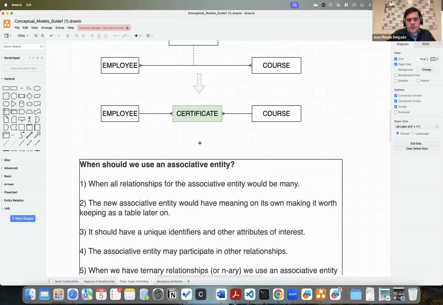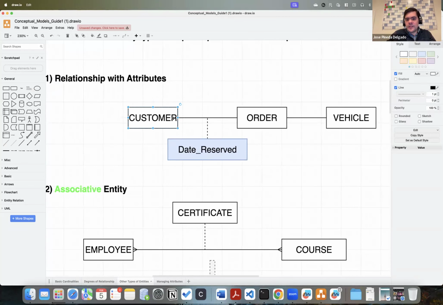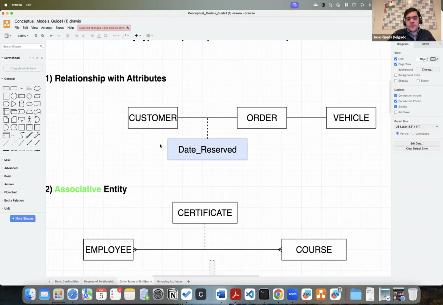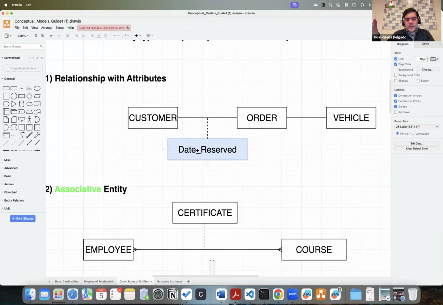Apart from associative entity, we have something else that we need to capture, which is attributes of a relationship. So we can have some customers placing orders, and an order being placed by only one customer. But what happens if we want to put a reservation date or some other factor like that? Well, then that attribute is not actually about the order alone. It's about the customer making the reservation for a given order. So it's not just about the order, it's about the order and the customer that pay for the reservation.